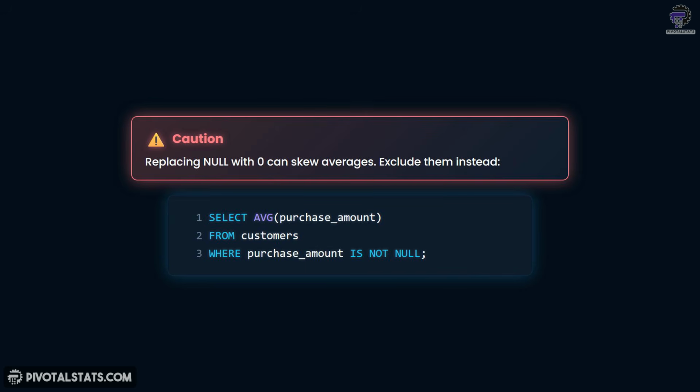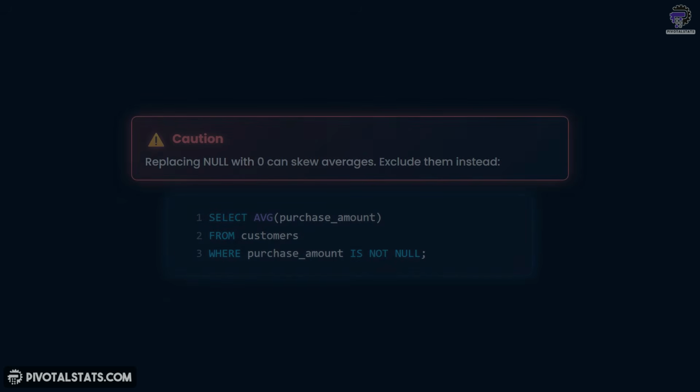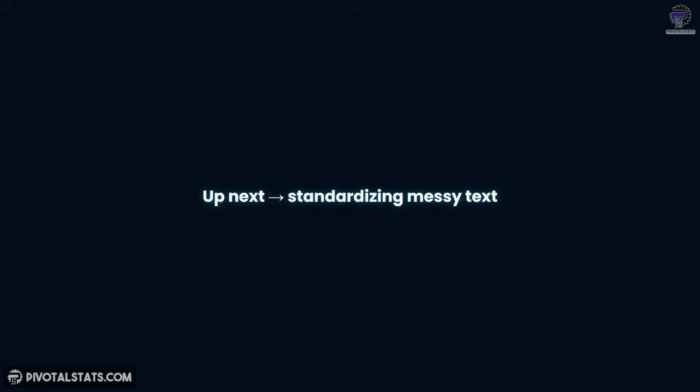The correct approach for aggregates is to filter out nulls in the WHERE clause: WHERE purchase_amount IS NOT NULL. SQL's aggregate functions like AVG and SUM already ignore nulls, but only if you let them. The moment you convert nulls to zero, you've changed the meaning of the data and your aggregate becomes meaningless. Use COALESCE for display and reporting purposes. Use IS NOT NULL filters for aggregate calculations. Knowing the difference is important.